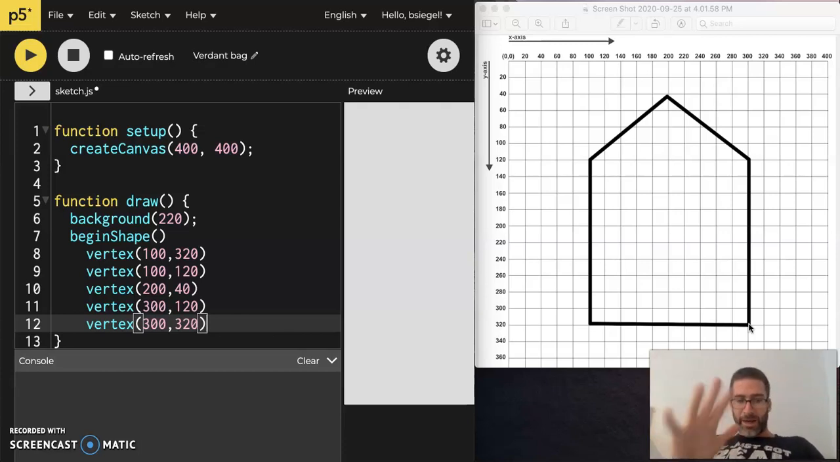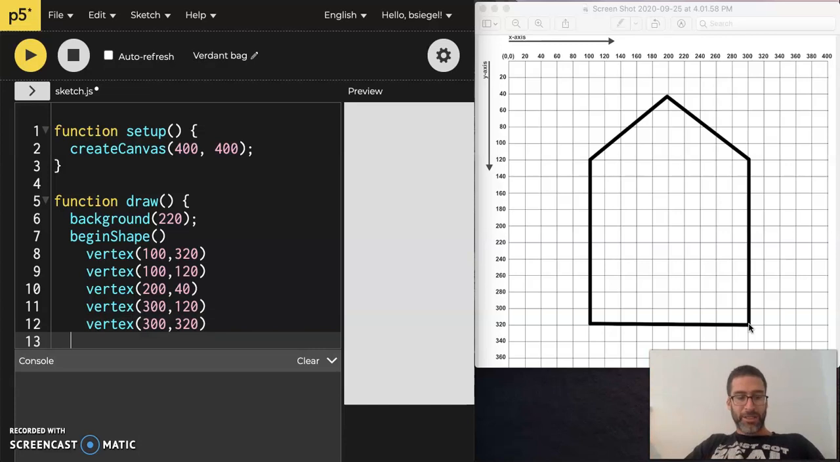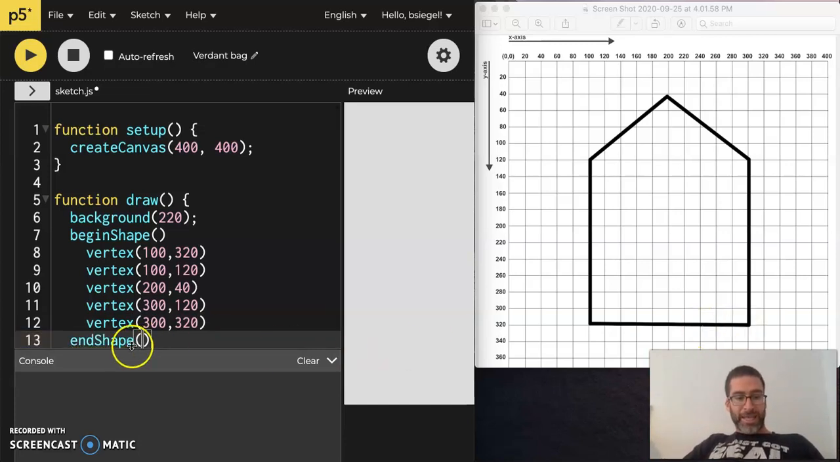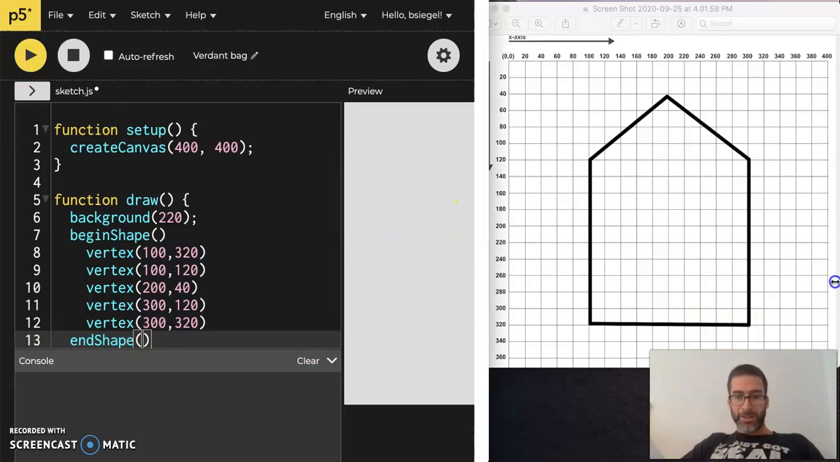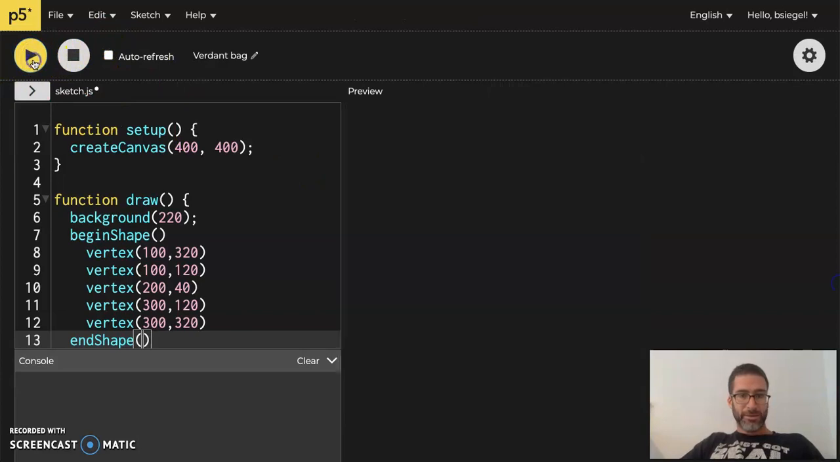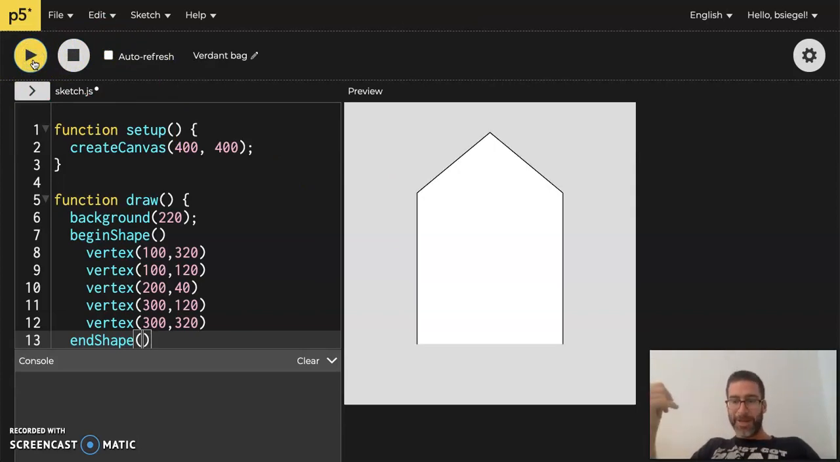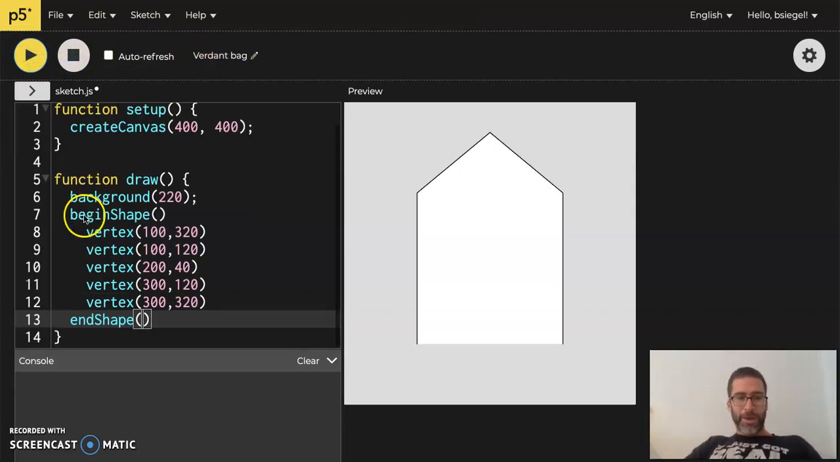Now we're not done, because you have to tell the computer when you're done making your shape. Like, I've put all my points in, I'm now done. That's when you say endShape. Now keep in mind that S has to be capitalized, capitalization matters. And we press play, and let's see if that worked. Done. Look, we got a house. All we had to do is say beginShape. Remember, we started off saying we want to make a shape. We gave it all the points that we wanted to connect, and then we said endShape.